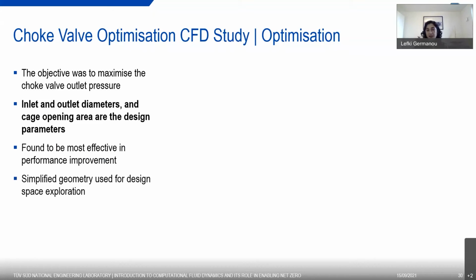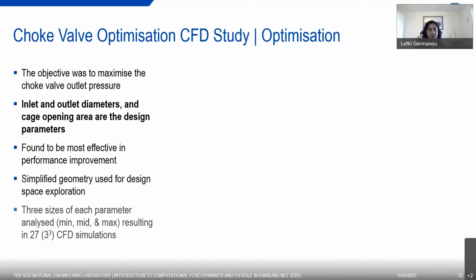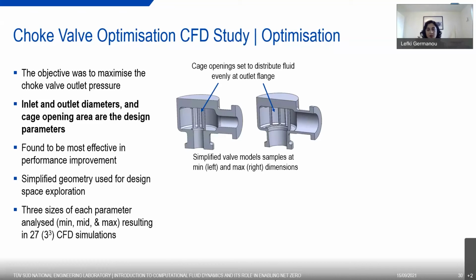A simplified CAD geometry is used for design space exploration in this study. And we generated 27 different geometries, considering the minimum, medium and maximum value of these parameters, and therefore performing this amount of CFD simulations. You can see these geometries having the minimum and the maximum dimensions allowed in this picture on the right.